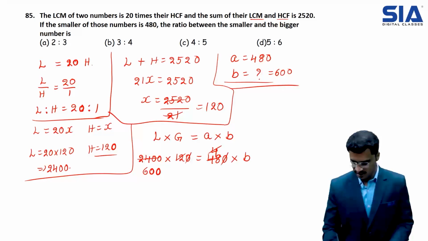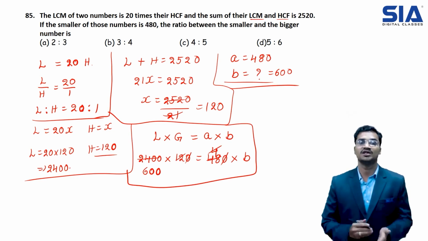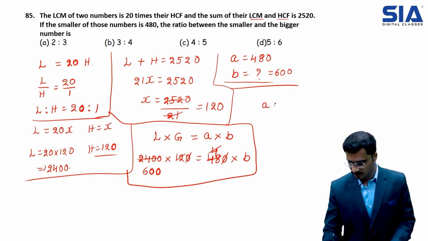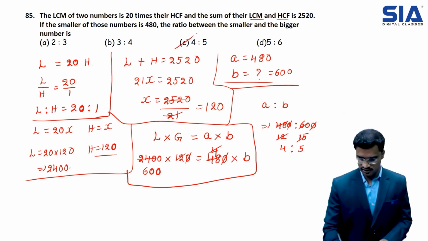In our question, he did not ask for the value of B. He asked for the ratio of A and B, smaller number to bigger number. So the smaller number is A, which is 480, and the bigger number B is 600. The 0 0 get cancelled. 4 ones are 4, 4 twos are 8, 4 ones are 4, 4 fives are 20, 3 fours are 12, 3 fives are 15. So the ratio between those numbers is 4:5, which is option C.